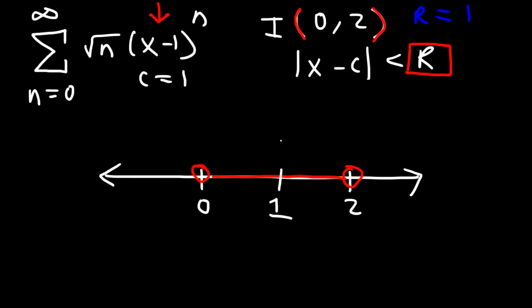Now the power series is centered at 1, so this is the c value. And the radius of convergence is basically the distance from the center to the end of the interval. So this distance is r. And so we can see why r is 1, because between 0 and 1, that distance is approximately 1.